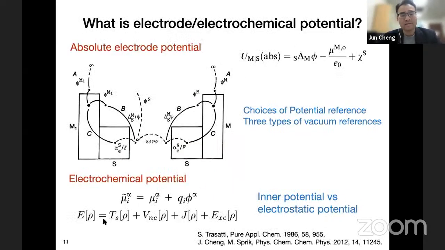I need to go back to this slide. Only when the chemical composition is the same, then for example, the chemical potential component in this energy functional, the exchange correlation part and this kinetic energy part, can be approximately considered as a constant. Then the electrostatic potential, or the inner potential difference, would be the same as the difference of the electrochemical potential or the total energy. That's the only case where we can do this subtraction: when the chemical compositions are the same.